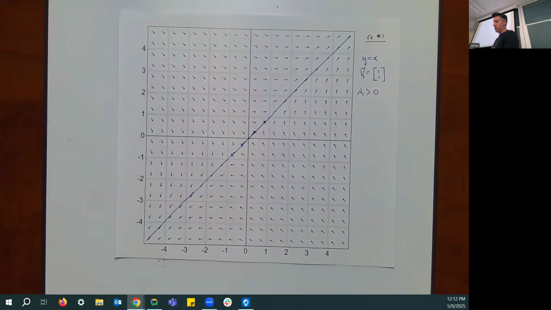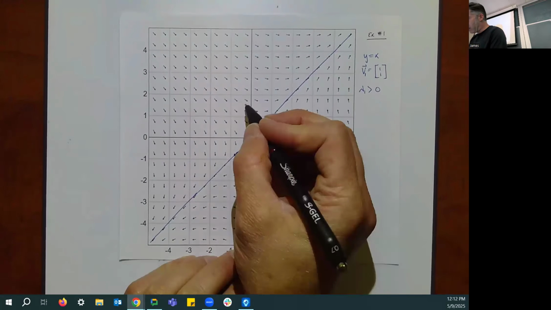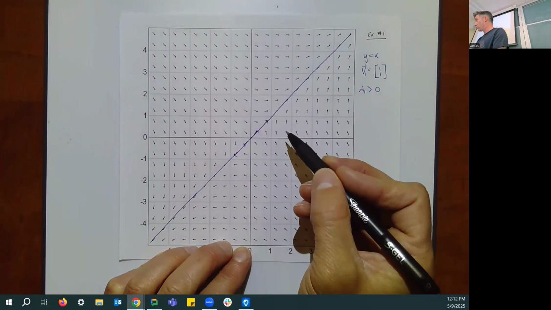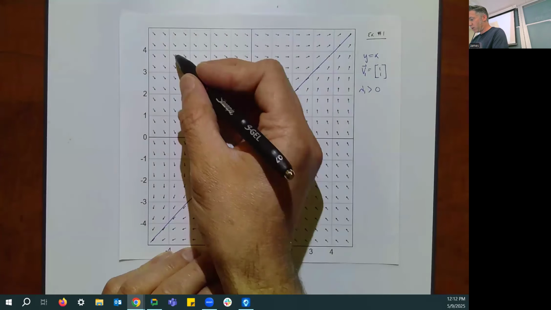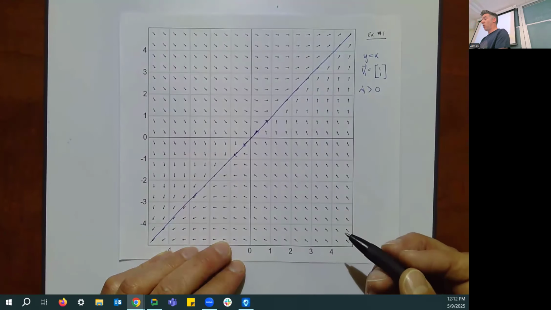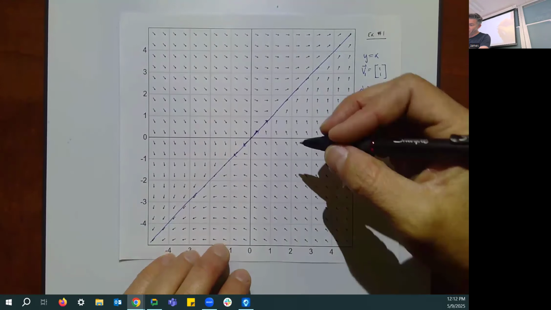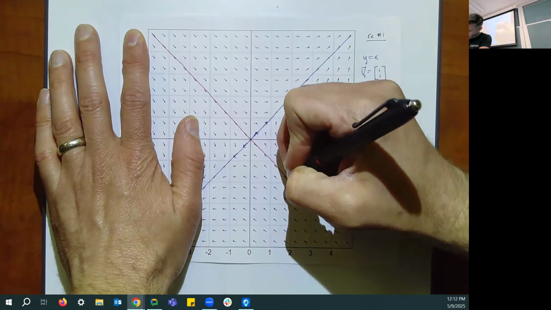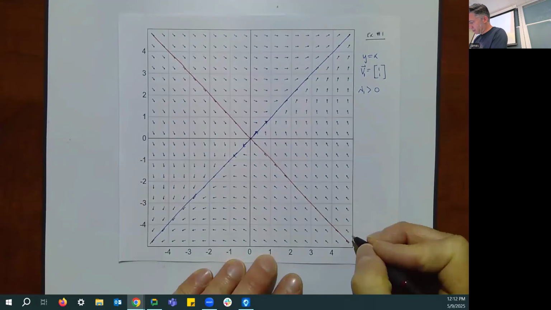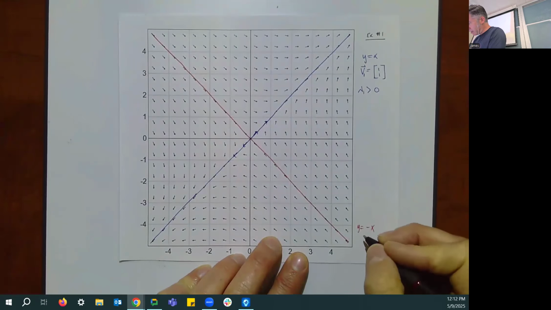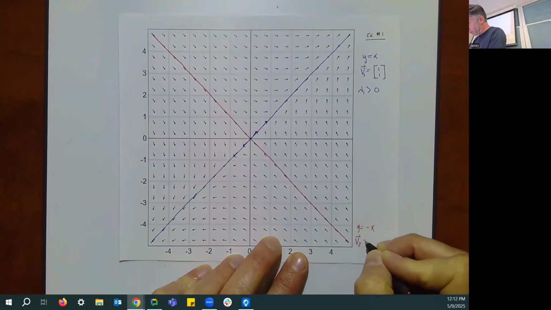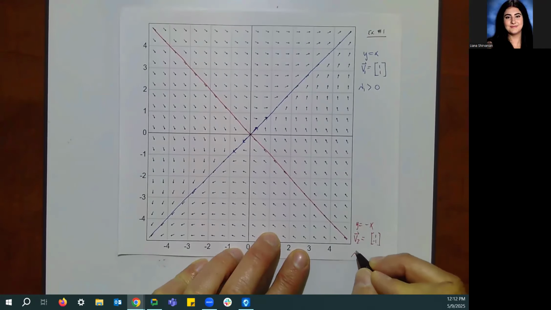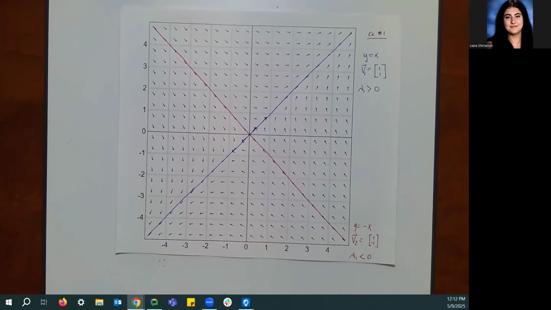In a similar way, we can see that this arrow here doesn't lie on an eigenline because it's not pointing towards the origin or away from the origin. Whereas these arrows here along the line y equals negative x are all pointing in towards the origin. So my other eigenline is right there. Y equals negative x. The eigenvector would be the vector 1, negative 1, or negative 1, 1. And the eigenvalue would certainly be negative because all the arrows are pointing in towards the origin instead of away from the origin.